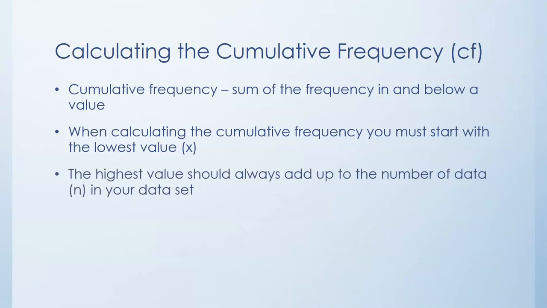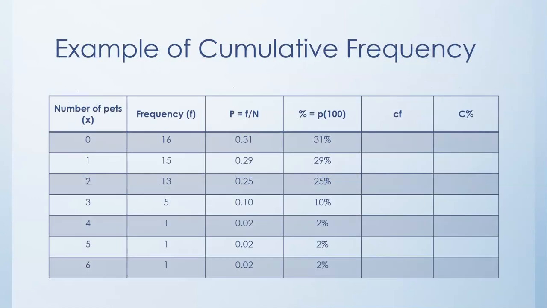And the highest value in your cumulative frequency chart should always add up to the number of data points in your set. That's your n value. So if our n value is 52, then our highest cumulative frequency on our chart should add up to 52. So let's do an example here on how to figure out a cumulative frequency.